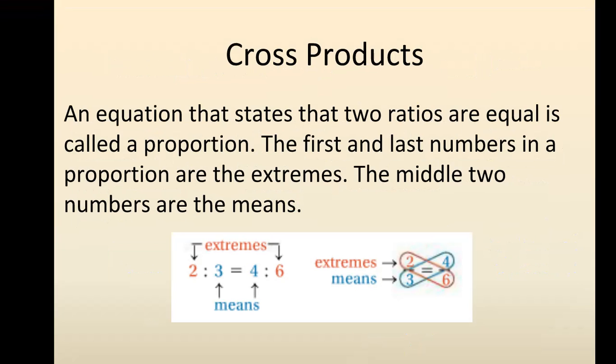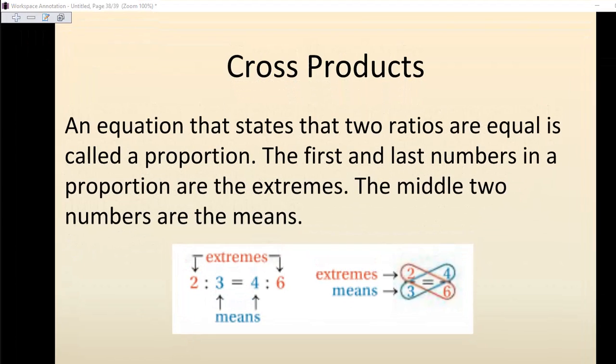All right, now let's look at cross products. An equation that states that two ratios are equal is called a proportion. So two ratios, meaning two fractions, are equal. And when they're set equal to each other, we call that a proportion, which means that we're going to be using cross products or cross multiplying. So 2 over 3 is equal to 4 over 6. They're both the same thing. This is the reduced form of this fraction.